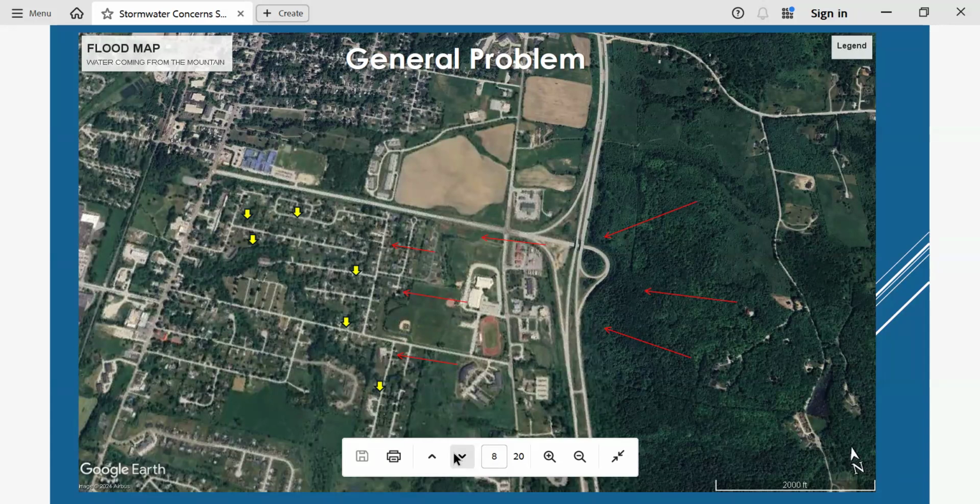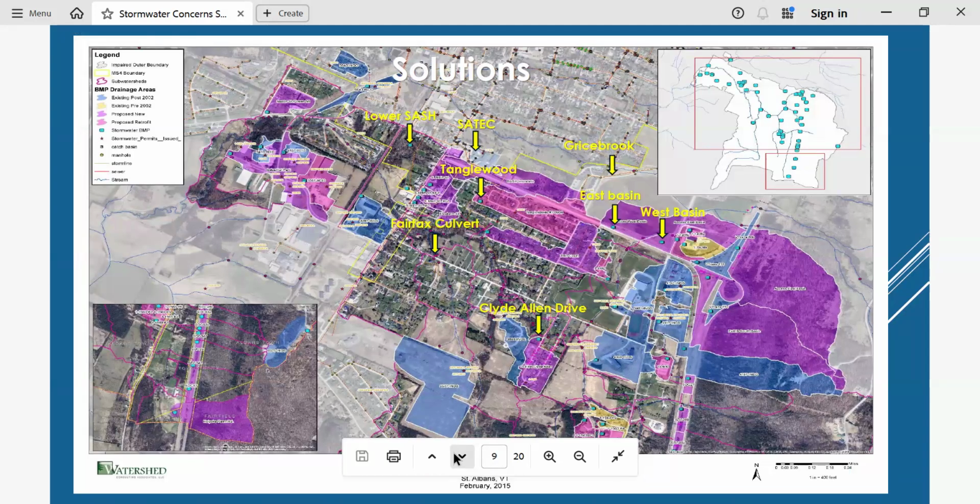So the next slide identifies exactly where some of these projects are. I don't have a pointer that'll work right now, but you can kind of see where Clyde Allen Drive is, on the bottom of the screen. Jason can point those out. The east and west basins are in preliminary engineering at this point. Grice Brook, we just wrapped up preliminary engineering. We've got some more evaluations to do on some fixes up there. And then it shows the SATEC and the lower sash up there, and where Tanglewood is. And then the other one on there is the Fairfax Street culvert.